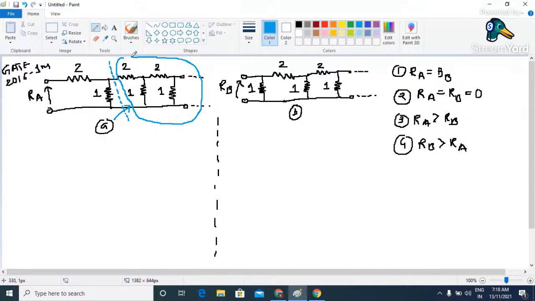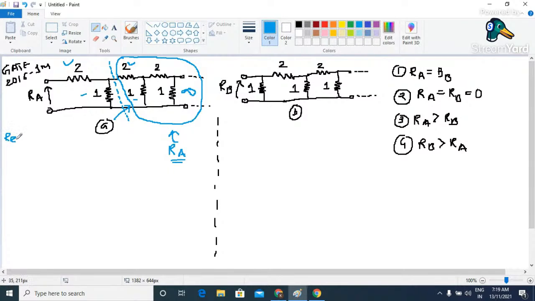See, originally we have first 2 ohm resistors followed by 1. In the same way, here we have 2 ohm resistors followed by 1, and the same circuit is completely repeated through infinite. That means this particular structure I can replace as RA. This is very important. So if you apply this particular logic, I can redraw this circuit.